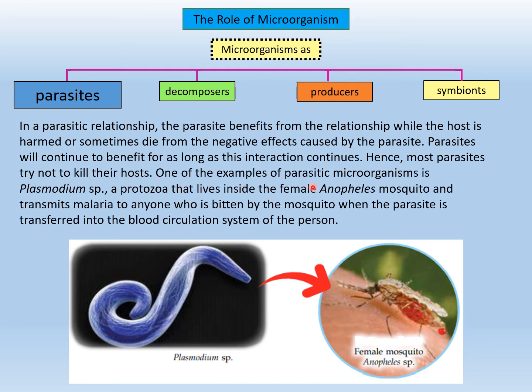One example of parasitic microorganisms is Plasmodium, a protozoa that lives inside the female Anopheles mosquito and transmits malaria to anyone who is bitten by the mosquito, when the parasite is transferred into the blood circulation system of the person. This is Plasmodium, and this is a female Anopheles mosquito.